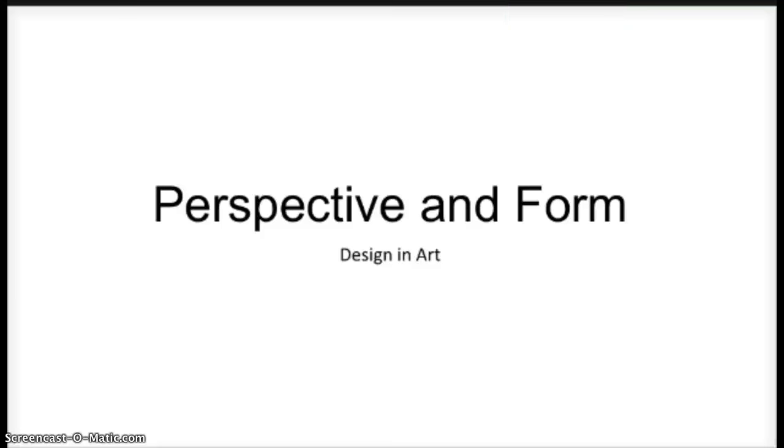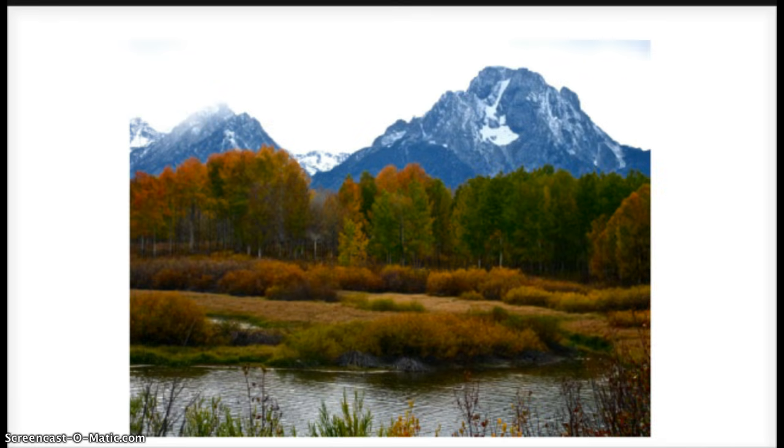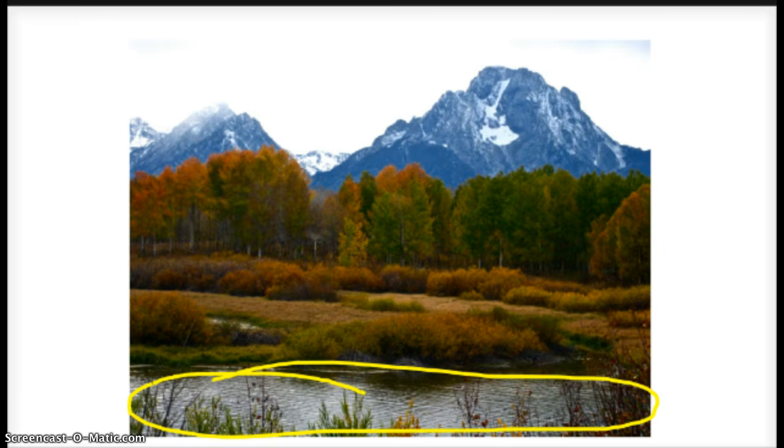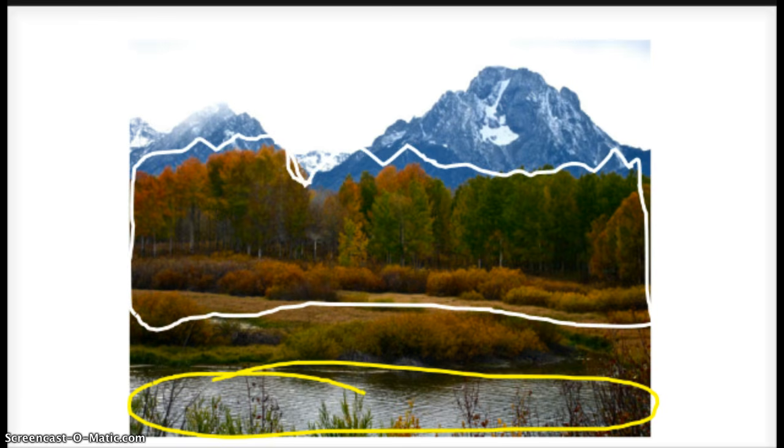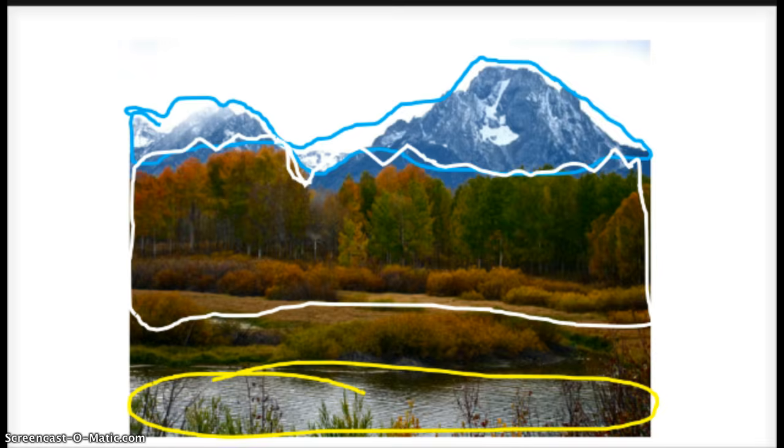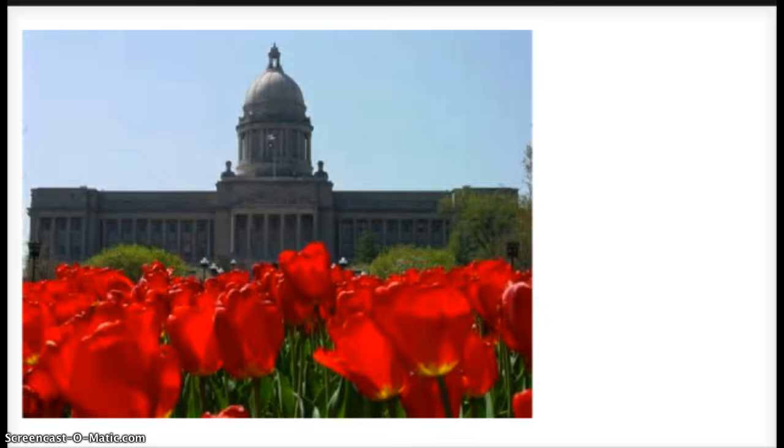Today we're going to talk about perspective and how to use that with form. Perspective is divided into three different areas. First we have the foreground, then the middle ground, and lastly we have the background. Let's start with foreground to begin.